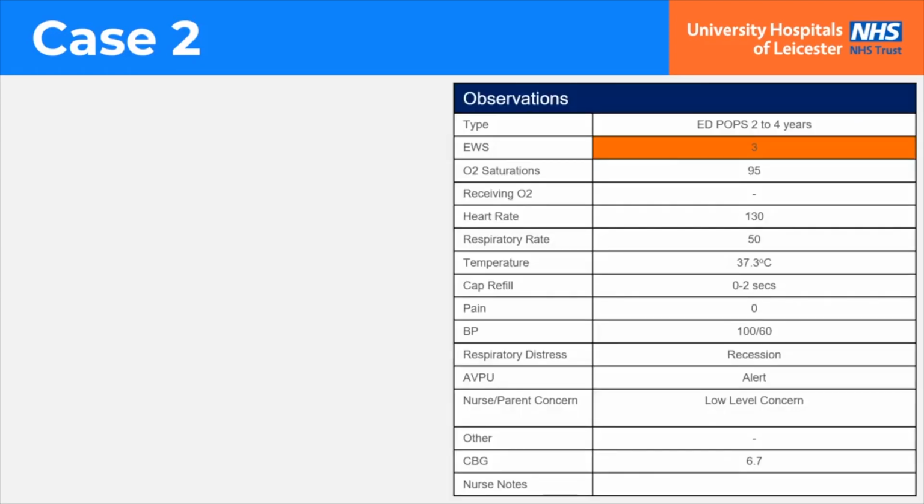In terms of his observations, you can see he's actually scoring a 3. His saturations are 95%, and he's got an increased respiratory rate at 50 breaths per minute. He's not febrile, and the initial assessor feels that he's got respiratory distress in the form of recession, and the nurse has a low-level concern about him.